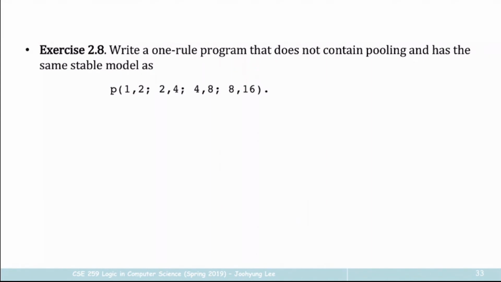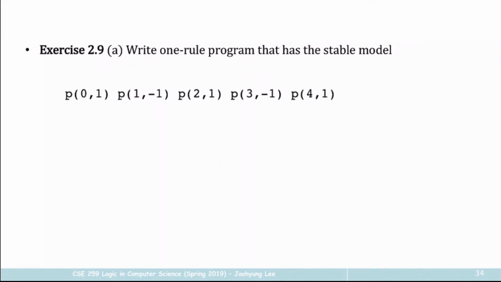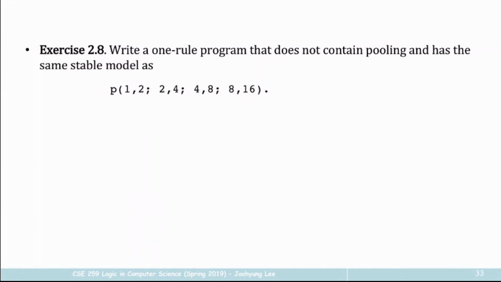Okay, so while Riley is working on that, let me ask you another volunteering question. Again, use only one line to generate this as a stable model. Any volunteer? So: 0, 1; 1, minus 1; 2, 1; 3, minus 1; 4, 1. Okay, so the first argument increases by 1, while the second argument alternates between 1 and minus 1. Can you write such a program in one line? This is another one.